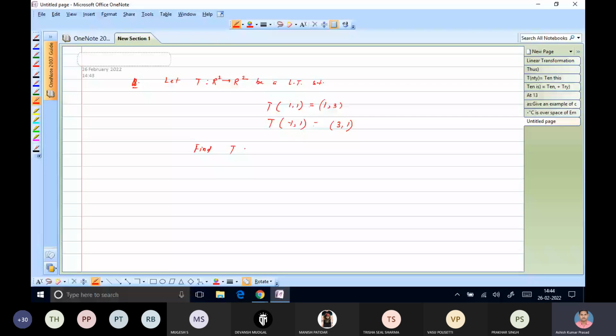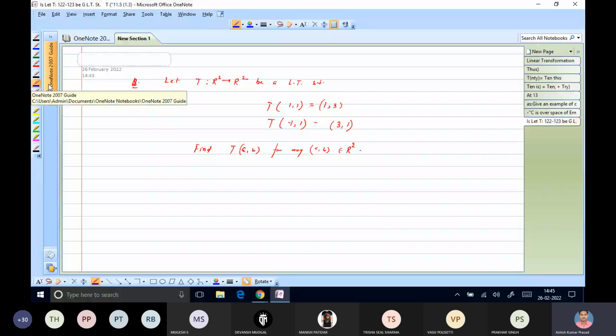Find T image of any point (a,b) for any point (a,b) belonging to R square. Right? This is your question. You have to find T image of (a,b) in terms of a and b. So let's see how we can solve this question.